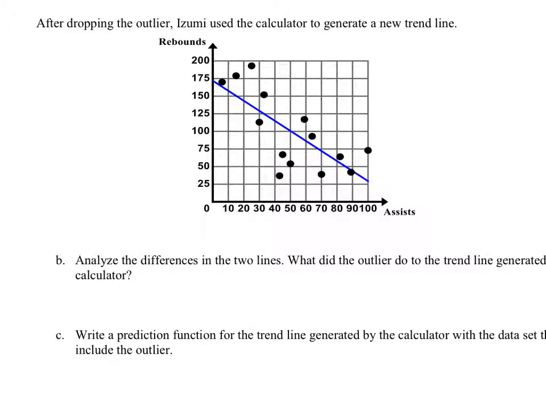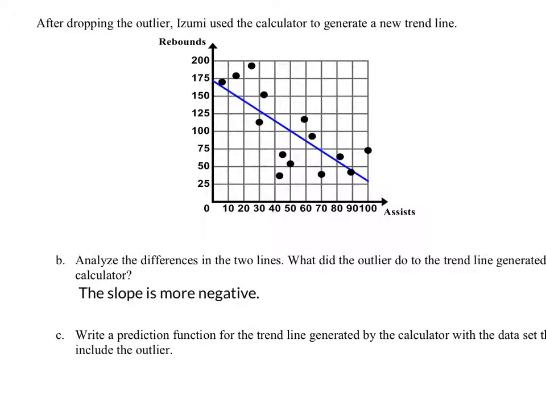And this is the interesting thing about outliers, there's a formal way to find the line of best fit. We're just not concerned about it right now, or ever in this class. So it says to analyze the differences in the two lines. What did the outlier do to the trend line generated by the calculator? Well, we can see that this line now is much steeper, much steeper in terms of a negative slope. So in other words, it has become more and more negative slope. Okay.